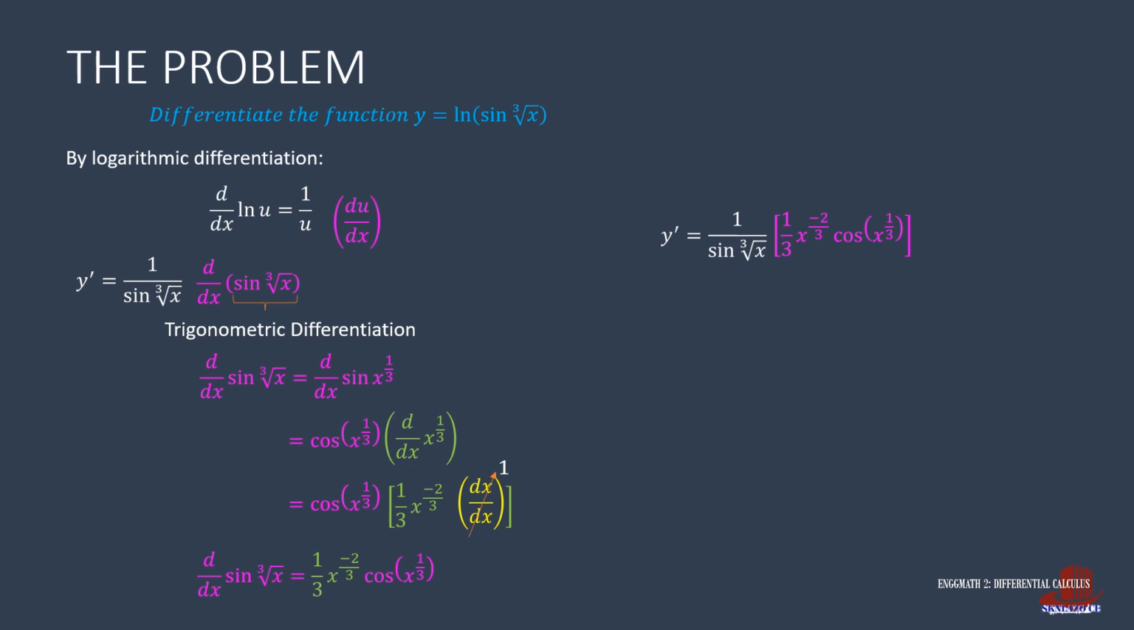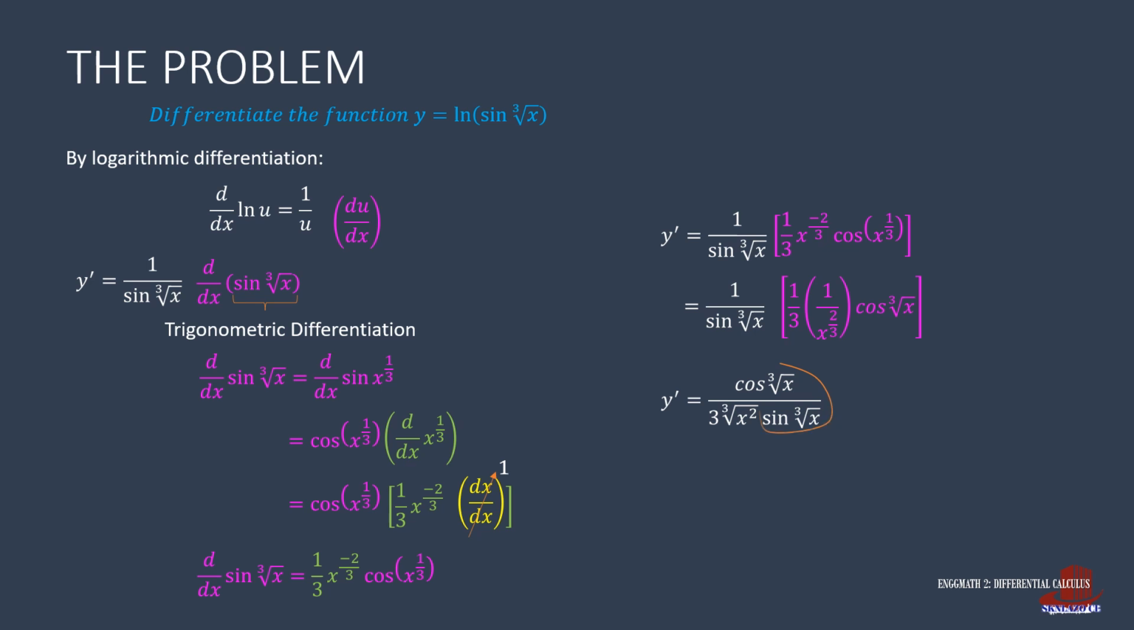Place x in the denominator to avoid the negative fractional exponent. Then convert 1/3 as a radical, making it cosine of the cube root of x. Rearrange terms and get y prime as cosine of the cube root of x over 3 times the cube root of x squared with sine of the cube root of x.